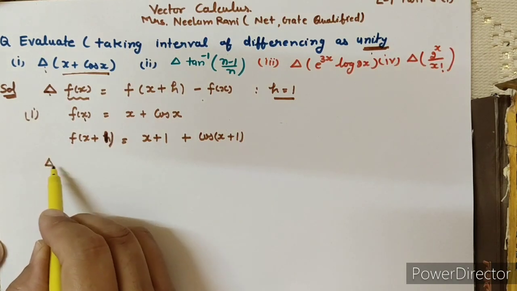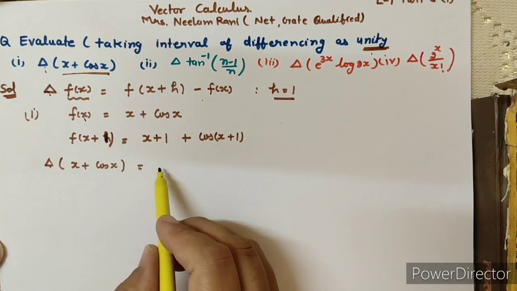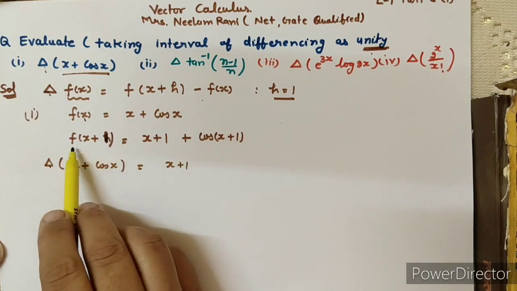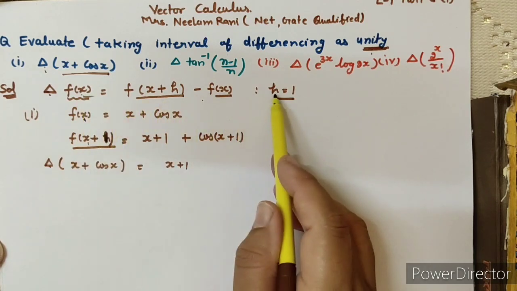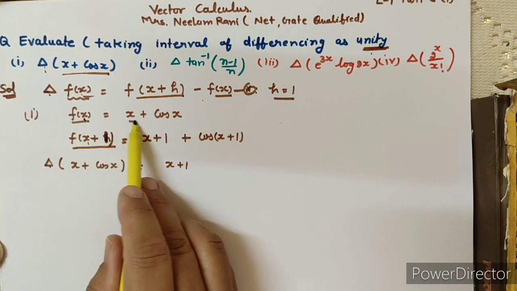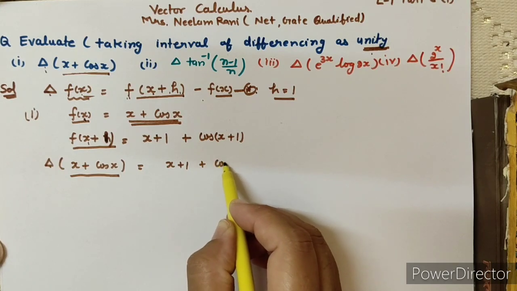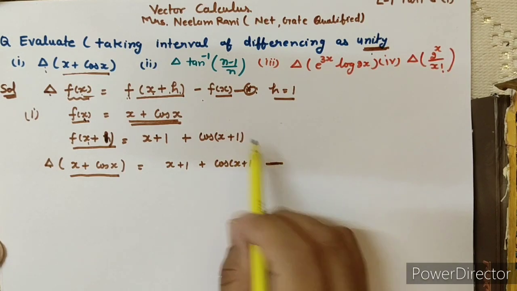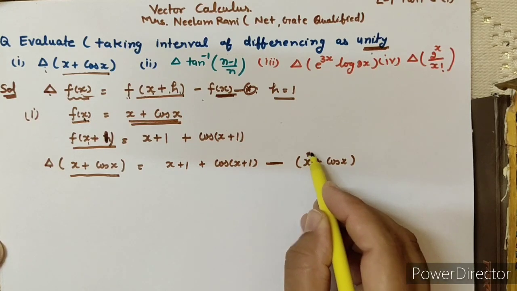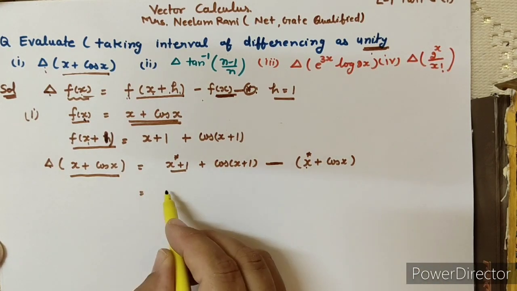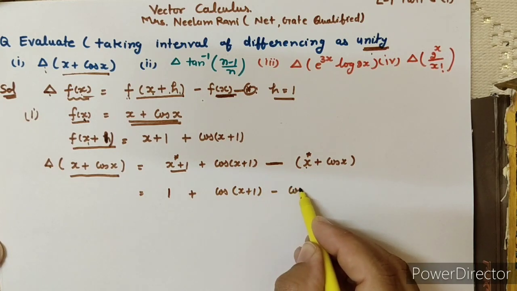Now the requirement: delta applied on the function x plus cos of x. This is equal to f of x plus 1, its value, and the value of this one. Now you put all these values in this expression. So instead of f of x plus 1, I put x plus 1 plus cos of x plus 1, minus f of x, again x plus cos of x. Collecting the terms, x plus 1 minus x is 1, and this is cos of x plus 1 minus cos of x.